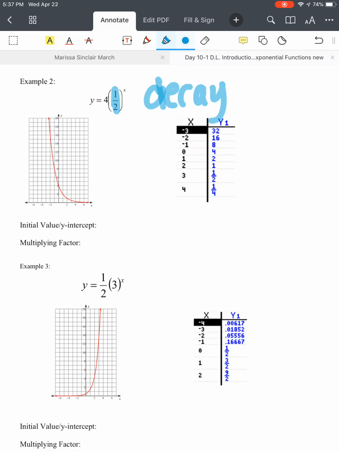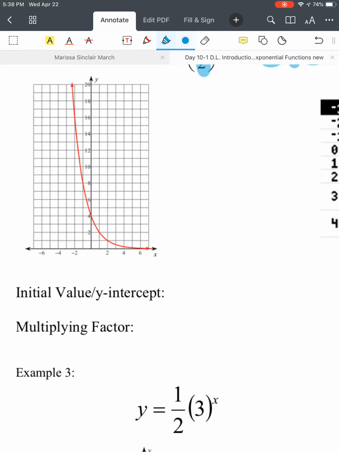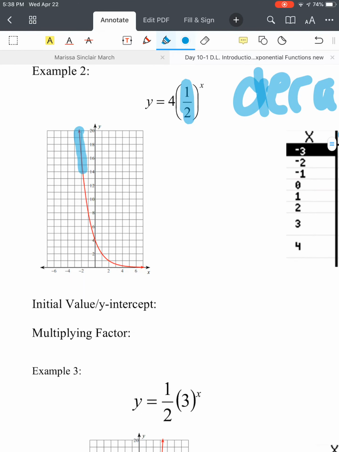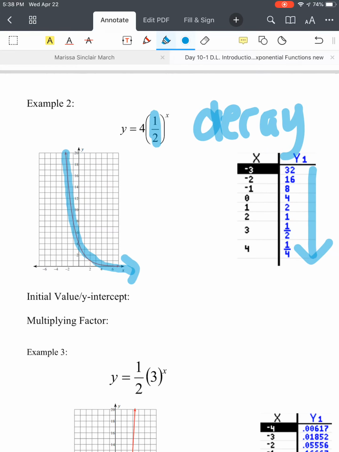And just like you can tell growth 3 ways, you can tell decay 3 ways. Look at the number in the parentheses. It's less than 1. Let's take a look at our y values in our table. The numbers are going down. 32, 16, 8, 4, those numbers are going down. That shows decay. And then if I look at my graph, the graph is decreasing all the time and ends with an arrow going down. So I know that it is decay.